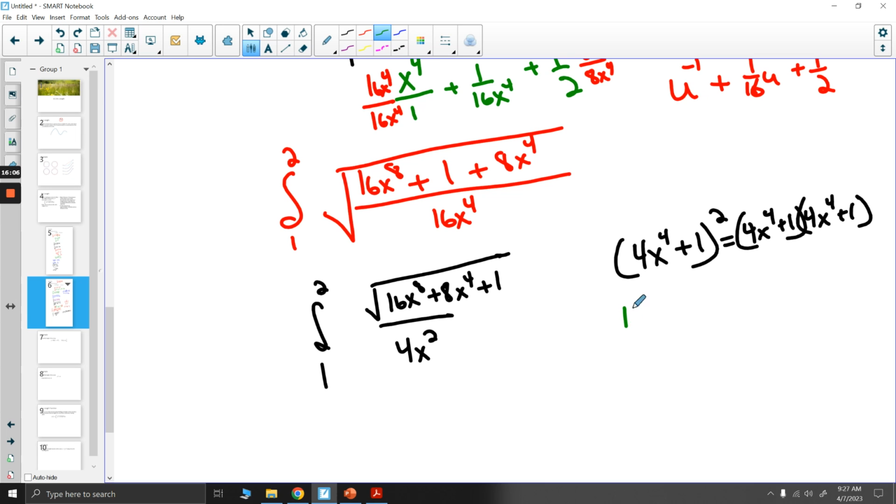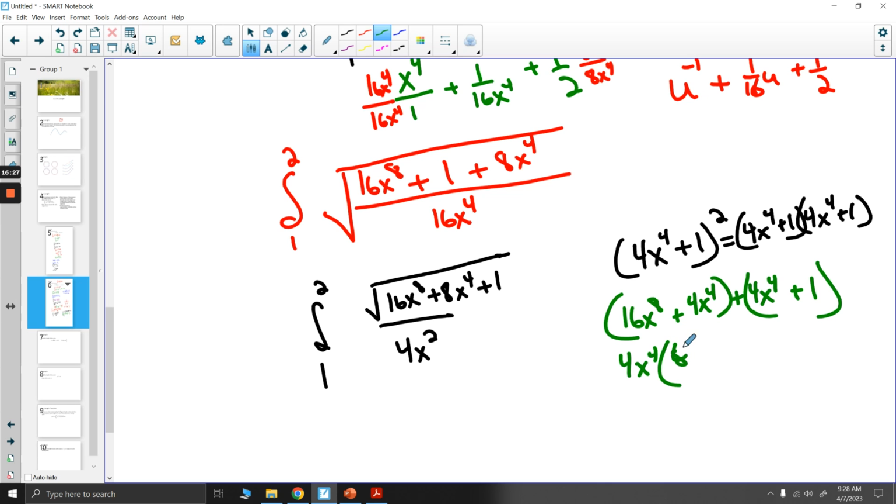Just a quick refresher, 16x to the 8th plus... we would split, because again, 16 times 1, that's 16. Factors of 16 that add together to be 8, they are 4 and 4. So we split this 8x to the fourth as 4x to the fourth plus our 4x to the fourth plus 1, and we group them. So here they both have a 4x to the fourth. That leaves behind a 4x to the fourth plus 1.